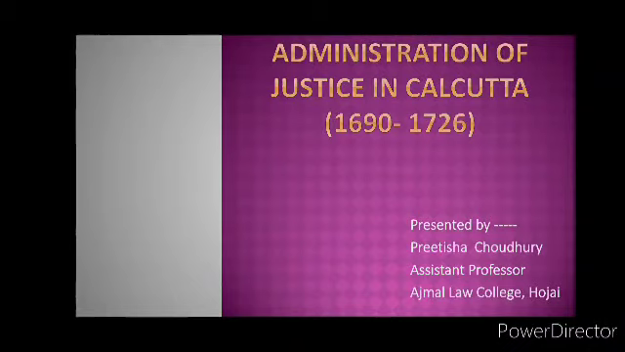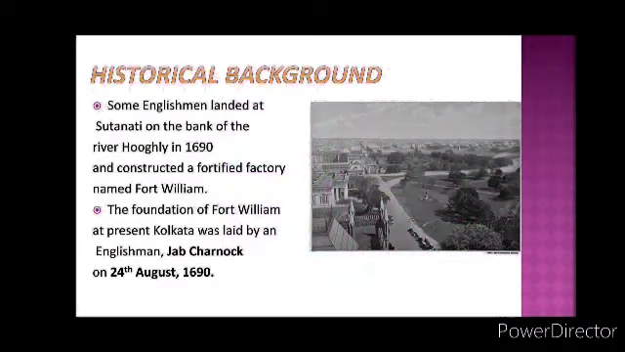So the administration of justice in Calcutta started from 1690 and lasted till the Charter of 1726. Now starting with the historical background.